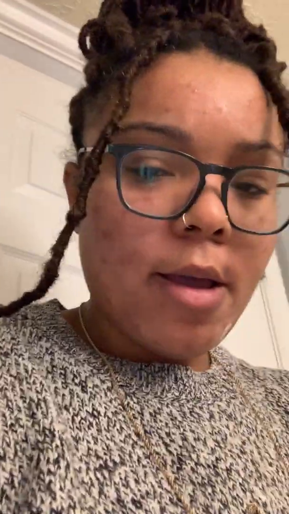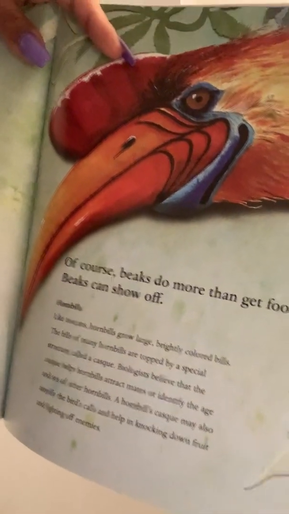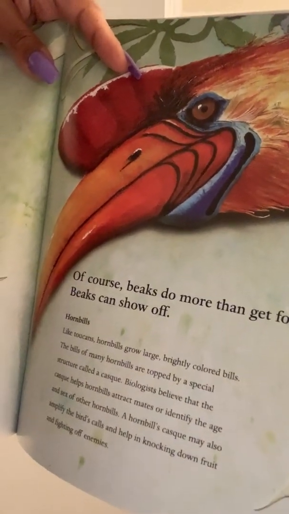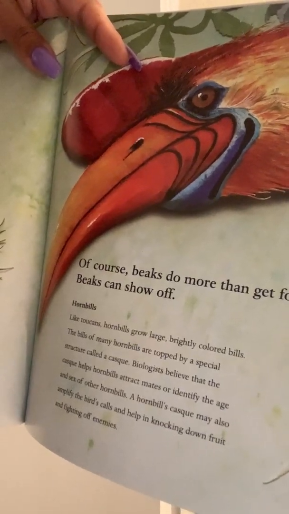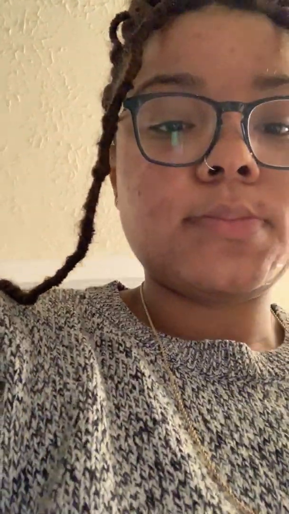So I'm going to read the first two sentences again, just in case you guys forgot. So we're looking for now, how does the hornbill's beak look and feel? We need to describe the beak before we can tell how it helps it survive, because we want to make sure we're using nice, juicy details in our paragraph. Like toucans, hornbills grow large, brightly colored bills. The bills of many hornbills are topped by a special structure called a casque. So I'm not going to write all of that, but what are some words? How can I describe the hornbill's beak? Yeah, I can say it's large and brightly colored.